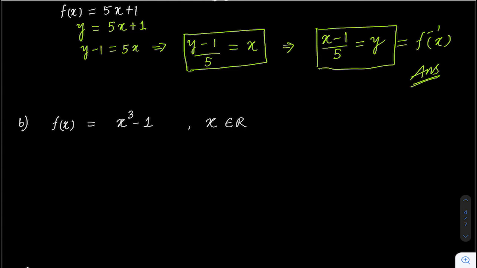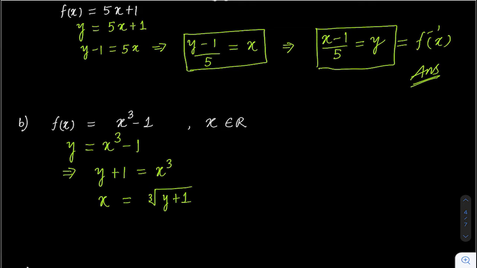Okay, let's try one more question. The second question is f(x) is given as x cube minus 1 and x is any real number. Again we have to find the inverse. First I will take f(x) as y. So y will be equal to x cube minus 1. From this you will try to find the value of x. So I can say y plus 1 will be equal to x cube. So I can write x will be equal to the cube root of y plus 1.